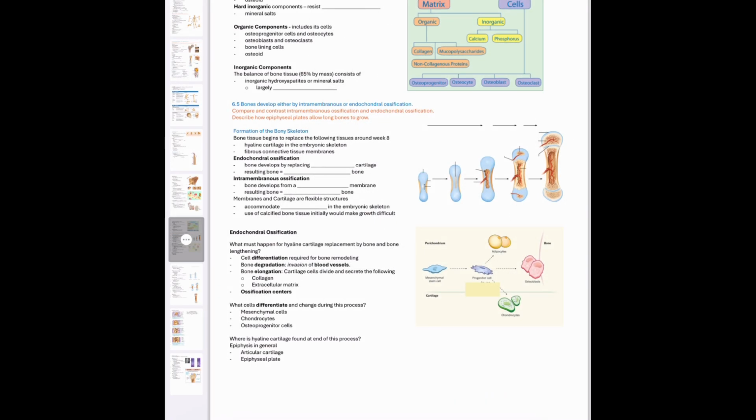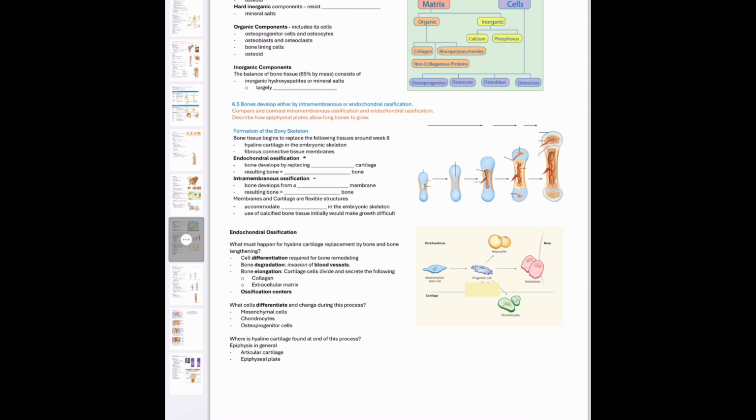Let's go over the formation of the bony skeleton. There are two main processes that we are going to discuss. One is endochondral ossification, and the other is intramembranous ossification. So what's going on with these two different processes? We are trying to get the formation of bone.